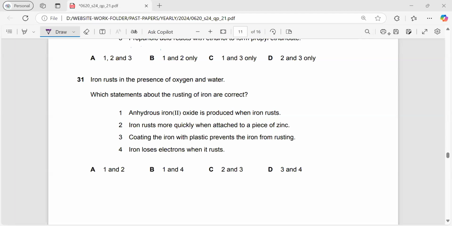Question 31 from May June, paper 2, variant 1. Iron rusts in the presence of oxygen and water. Which statements about the rusting of iron are correct?